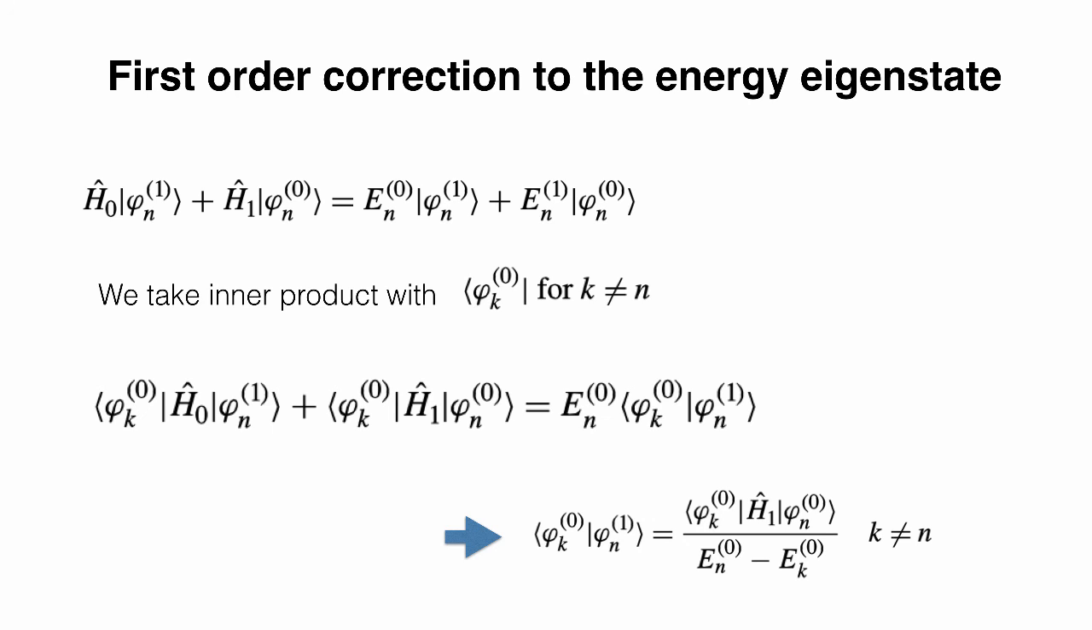So one thing, this is where students get lost, so I like to spend a few seconds to explain here. The eigenstates of H0 were written phi k with a superscript 0 in parentheses, okay?